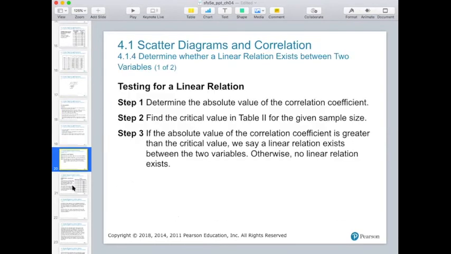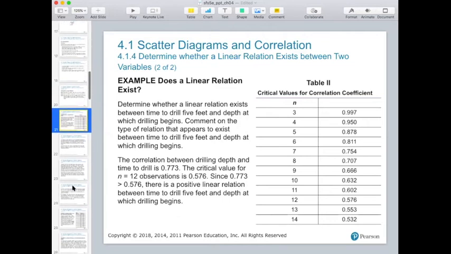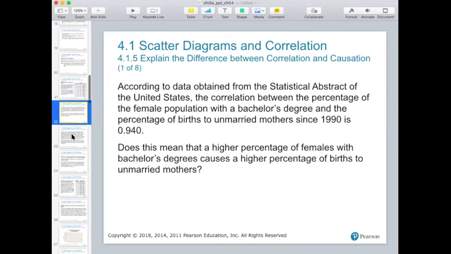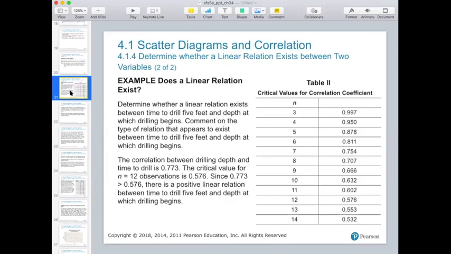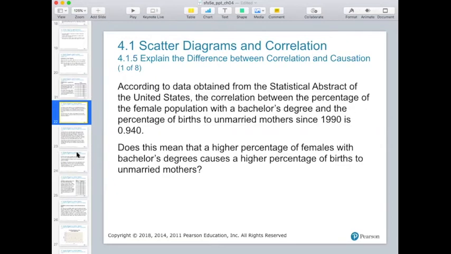All right, we're going to skip over our activity here. Okay, let's look at this data. Determine whether a linear relation exists between time to drill 5 feet and depth at which the drilling begins. Comment on the type of relationship. So we managed that part. There was a positive linear correlation. We can find a relationship there. So we know that.